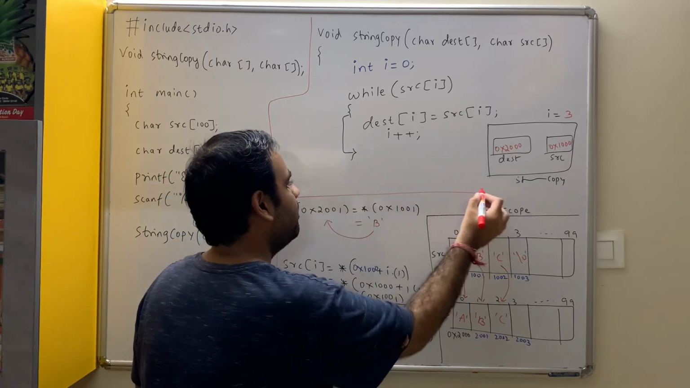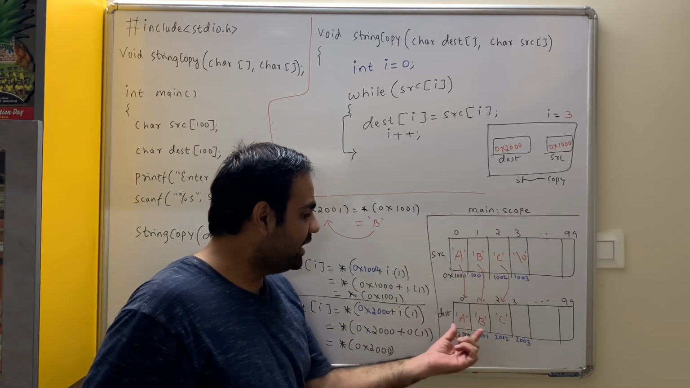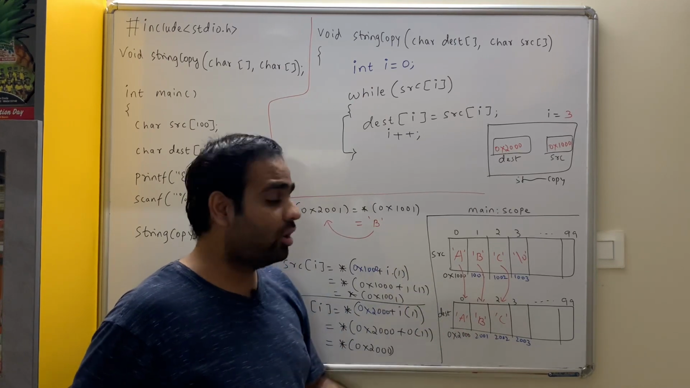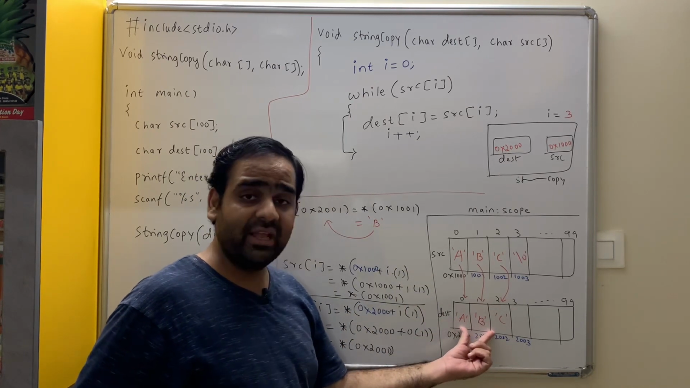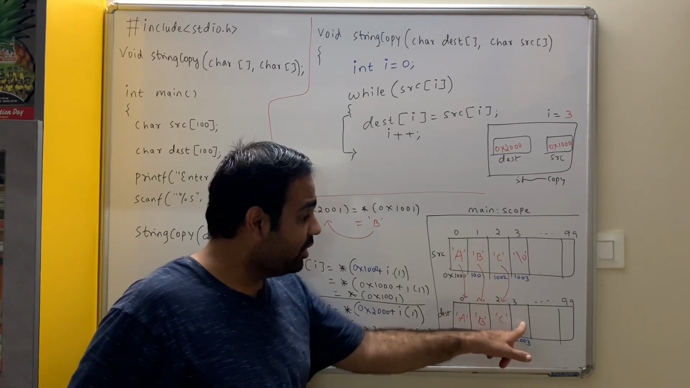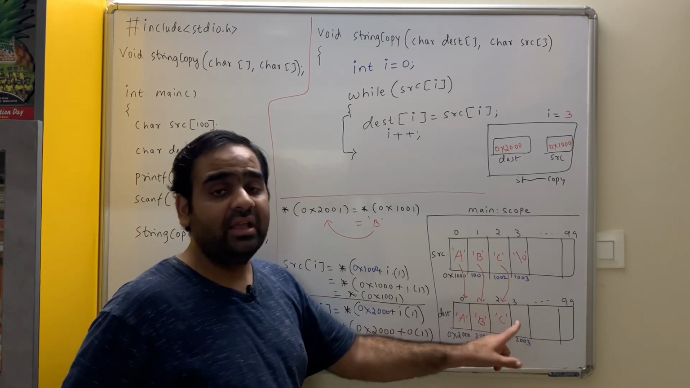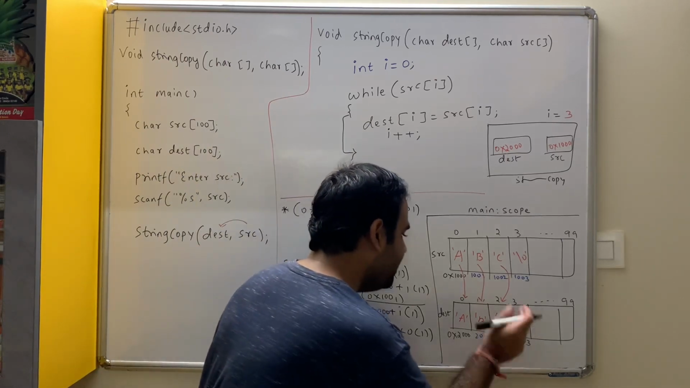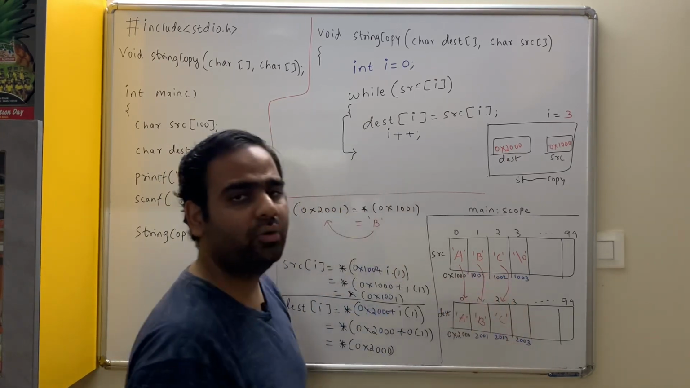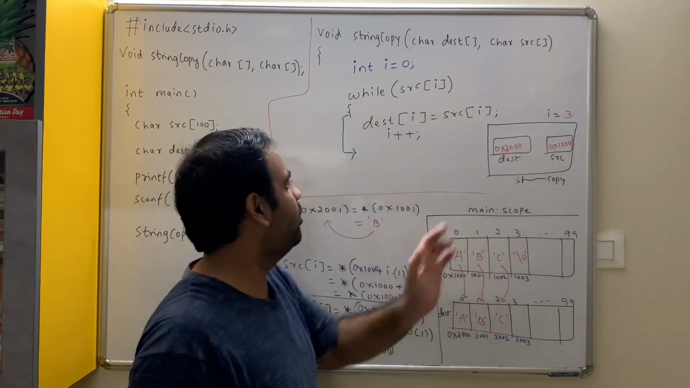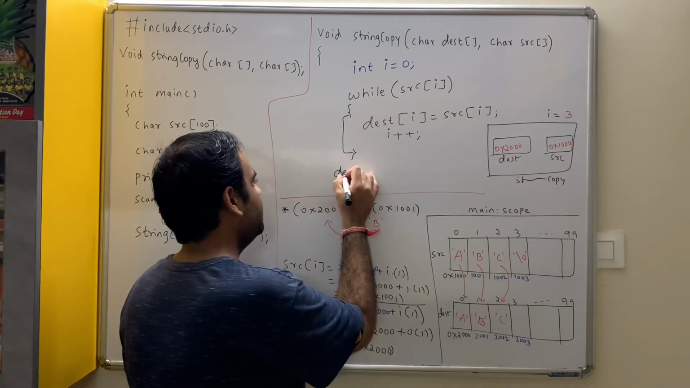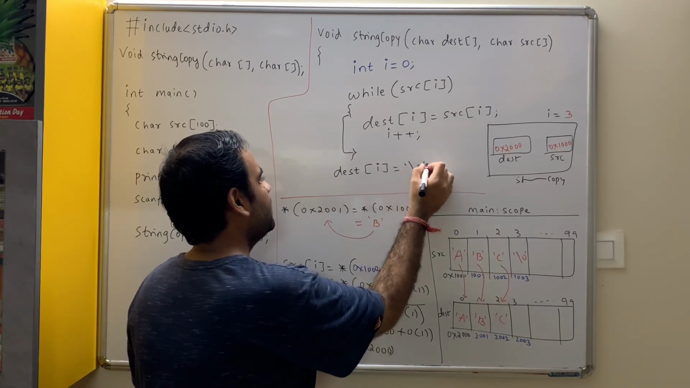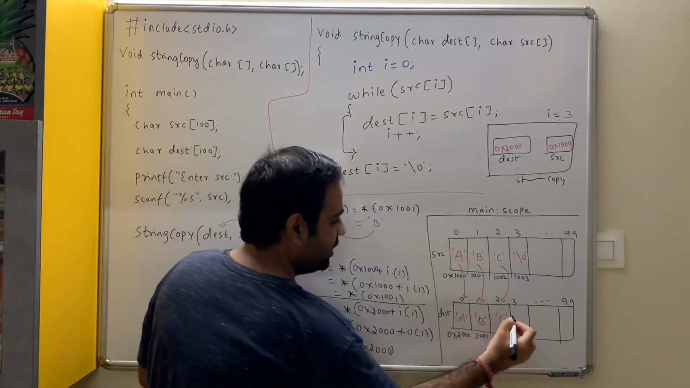Now after I come out of this loop, you see that destination is an array of characters. It's not a string. Why is it not a string? A string is nothing but an array of characters but should terminate with null. Is destination terminating with null? No, I need to write null over here. At what index do I need to write null? 3. And what is the value of I? 3. Hence we write destination of I is equal to null character. And we close the function.